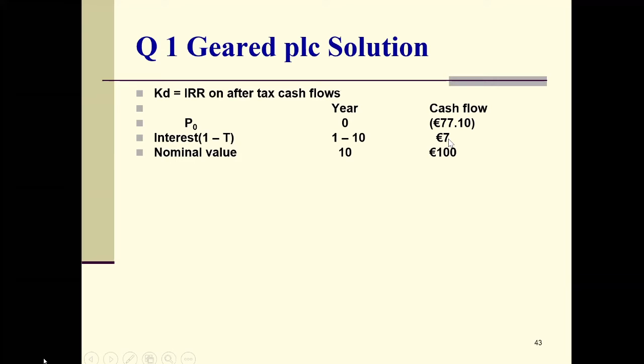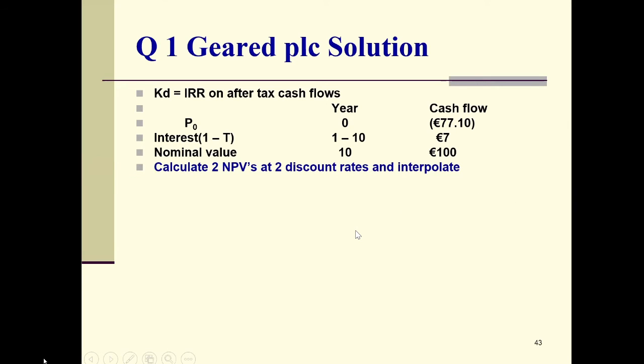Notice that's 7, not 8, because it's 8 multiplied by 1 minus the tax rate. It turns out to be 7. Nominal value is always 100 for you. What do you have to do now? This is really boring and tedious, but you'll pick up a lot of marks here. What you have to do is discount those cash flows at a rate of your choice. You could discount them at 5% or 8% or 10% or whatever you want.